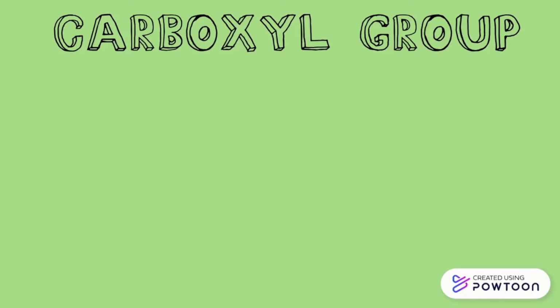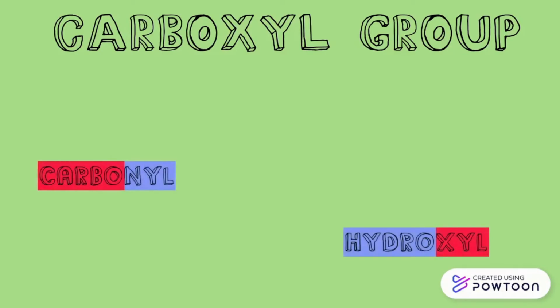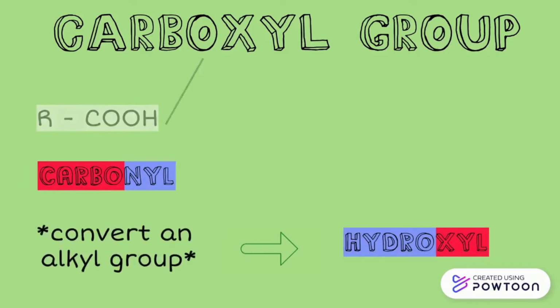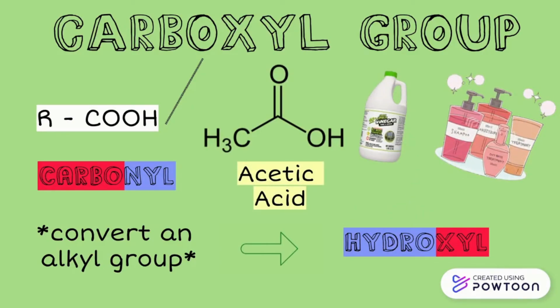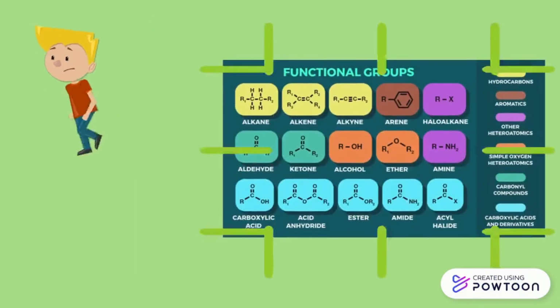A carboxyl functional group sounds like a carbonyl functional group. However, a carboxyl is a mixture of hydroxyl and carbonyl functional groups. This combination is represented by the generic formula carboxyl RCOOH, which is derived from the carbonyl functional group by converting one alkyl group to a hydroxyl group. Acetic acid is an example of a carboxyl functional group that may be found in everyday life.